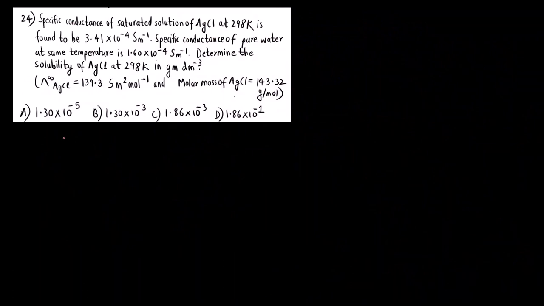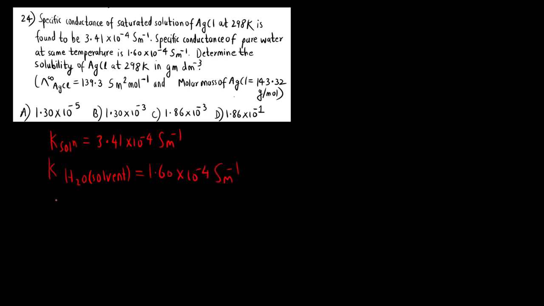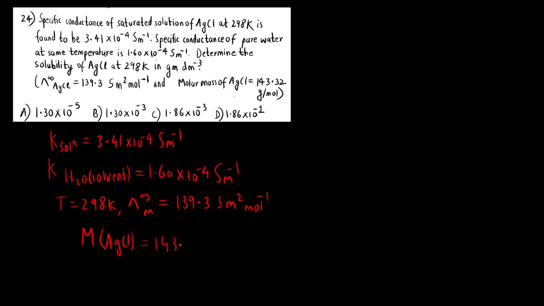Next one is specific conductance for a saturated solution. K of solution is given, that is 3.41 into 10 raised to minus 4 Siemens meter inverse. Next is K of pure water, or I can say solvent, is given. It is 1.60 into 10 raised to minus 4 Siemens meter inverse. Next, temperature is given, 298 Kelvin. Lambda infinity, molar conductance at infinite dilution, is given, 139.3 Siemens meter square mole inverse. Molar mass of AgCl is given, that is 143.32.